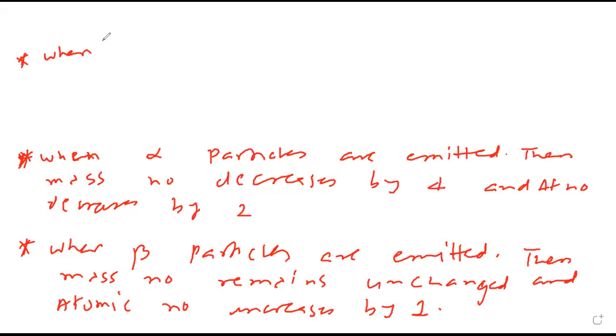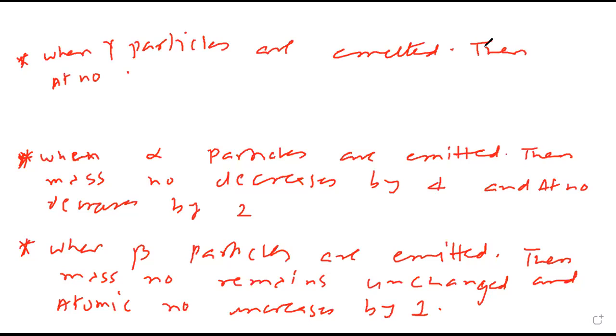When gamma rays are emitted, the atomic number and mass number remain unchanged. Right, these are the 3 points regarding alpha, beta, gamma.